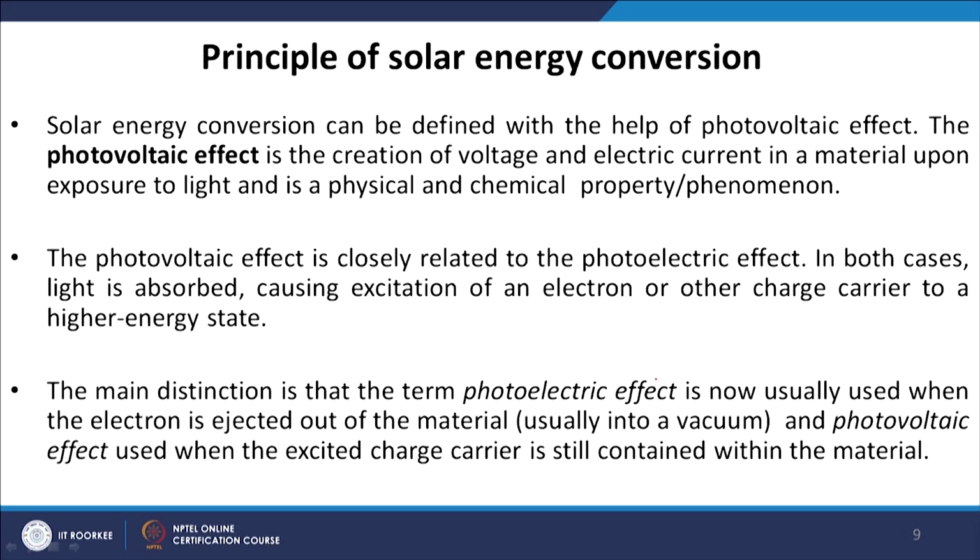So, what is the principle behind solar energy conversion? Solar energy conversion can be defined with the help of the photovoltaic effect. The photovoltaic effect is the creation of photovoltage and electric current in a material upon exposure to light, and it is a physical and chemical phenomenon. The material absorbs the light, which is nothing but a beam of photons if we consider light as a quantized particle, and that creates electron hole pairs, which participate in charge carrier conduction, and we get a current and voltage in the external circuit. That we call the photovoltaic effect.